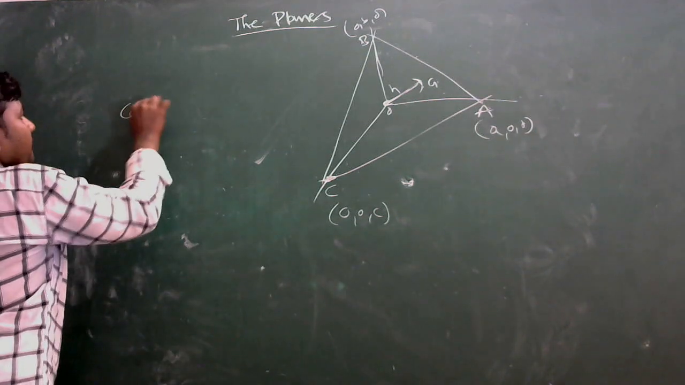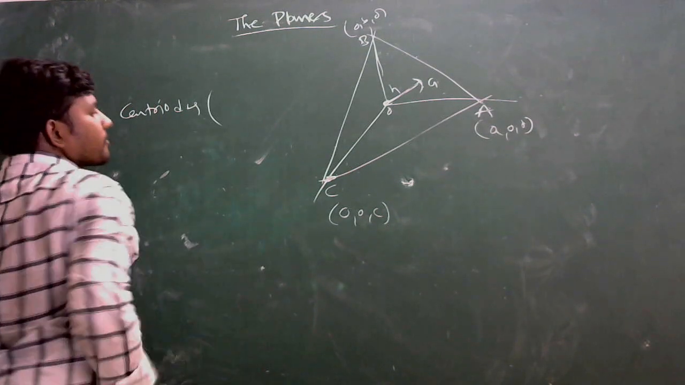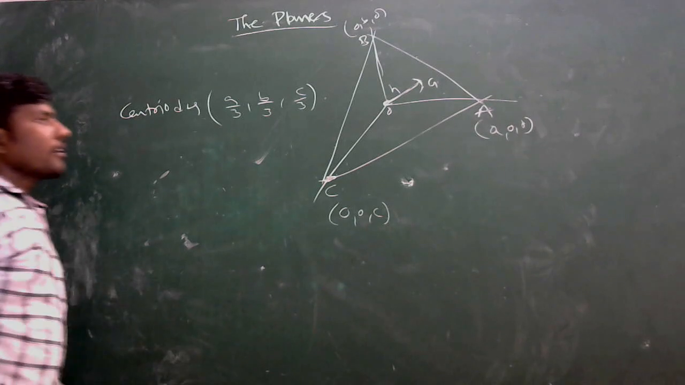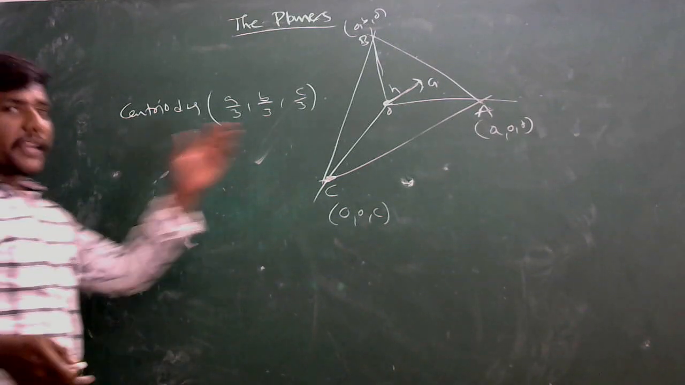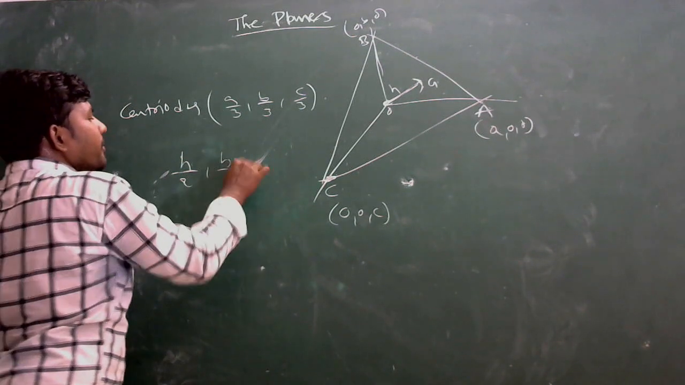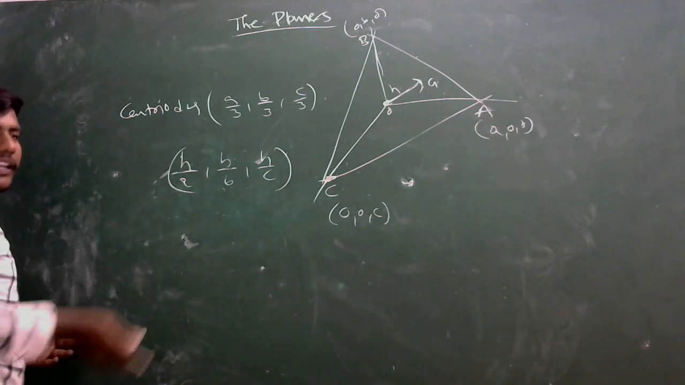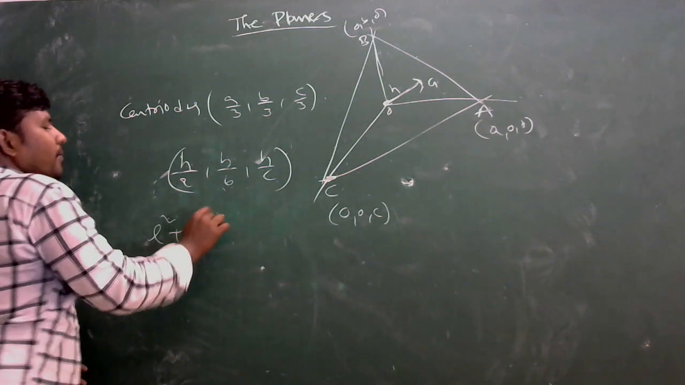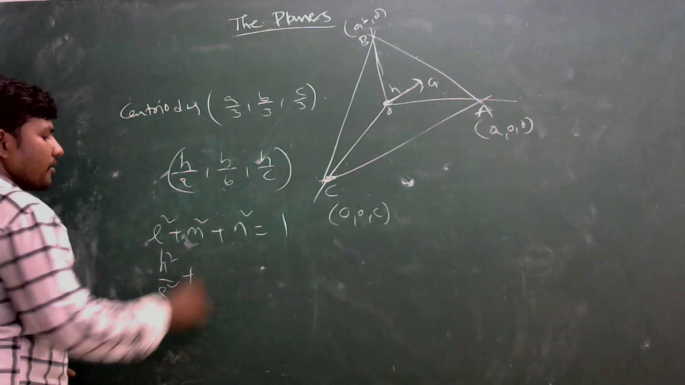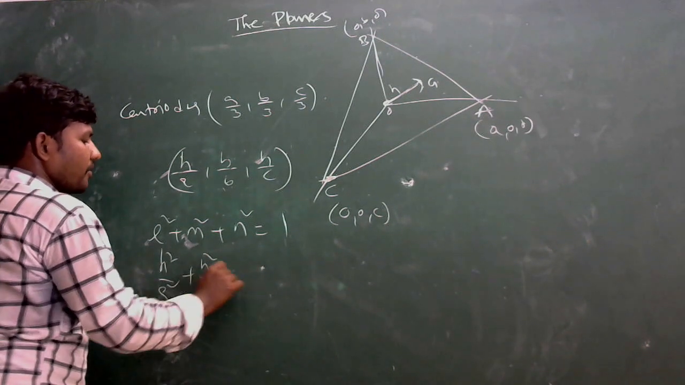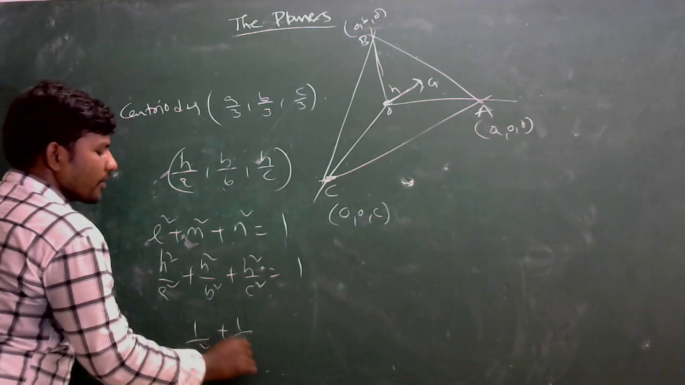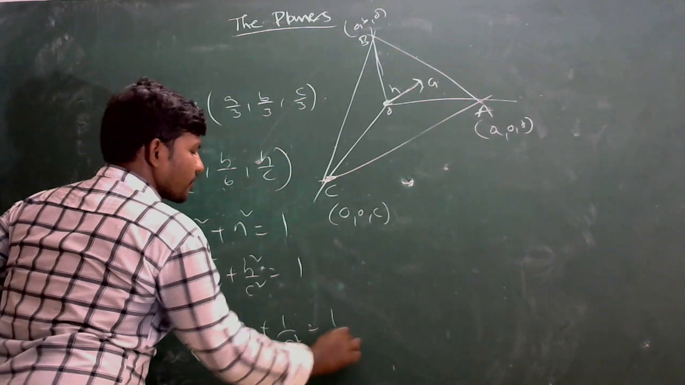The centroid is (a/3, b/3, c/3). And the direction cosines of the plane are h/a, h/b, and h/c. We know that l² + m² + n² = 1. So h²/a² + h²/b² + h²/c² = 1. 1/a² + 1/b² + 1/c² = 1/h².